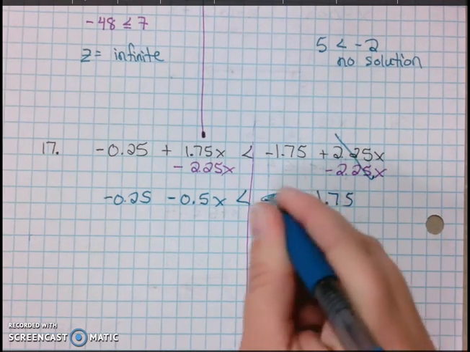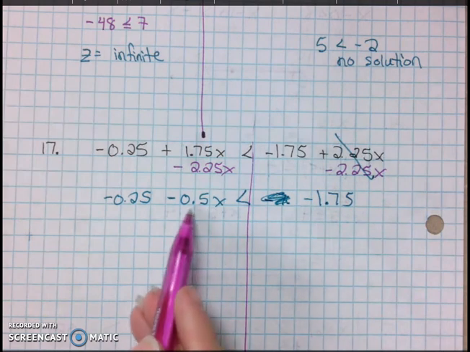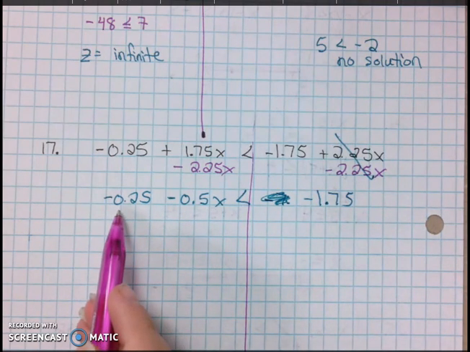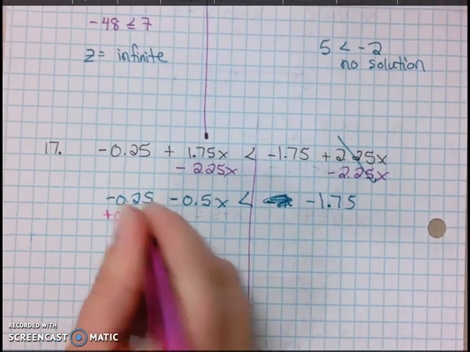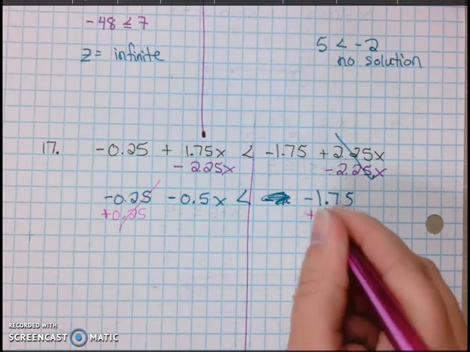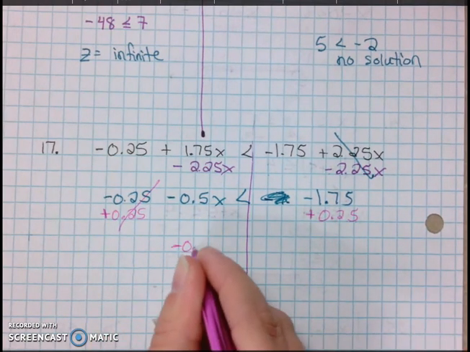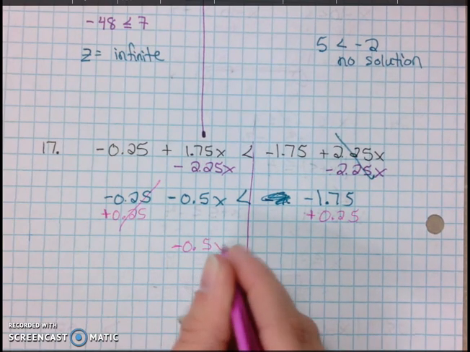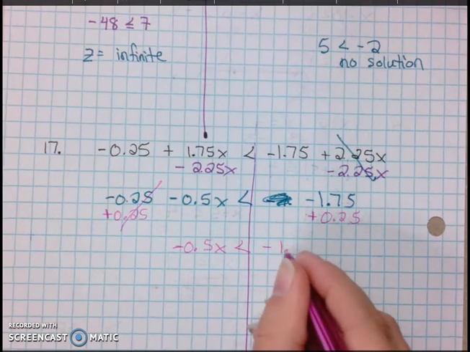Alright, so solving for x here. So let's get rid of this negative 0.25. Since it's negative, we're going to add 0.25. Those will cancel to 0. When you do it to the other side of our inequality, add 0.25. So we're left with negative 0.5x less than. When you add these together, you get negative 1.5.